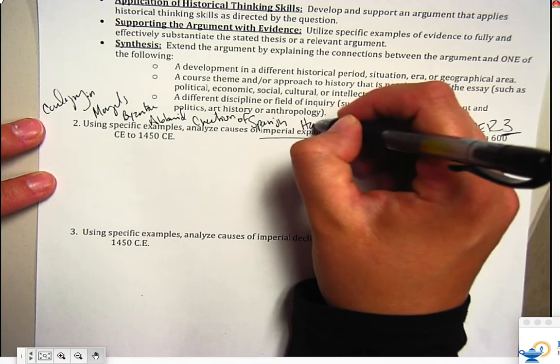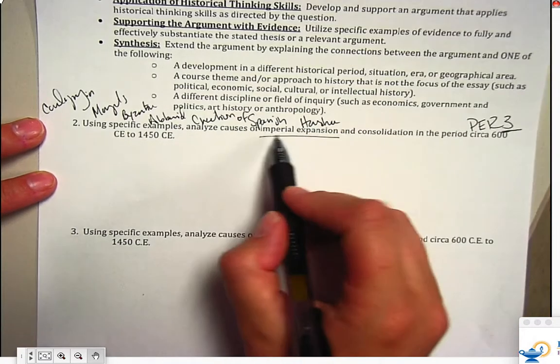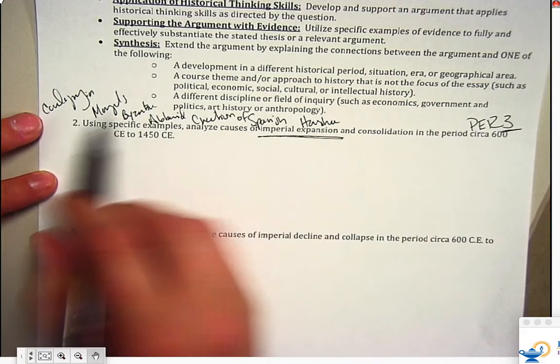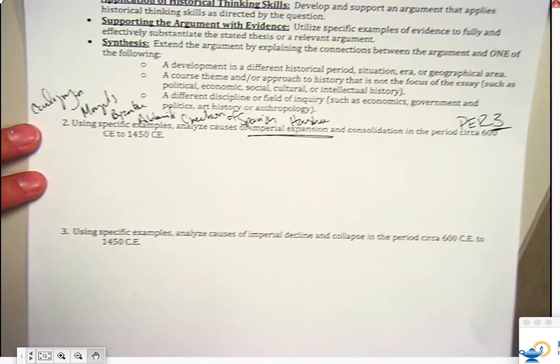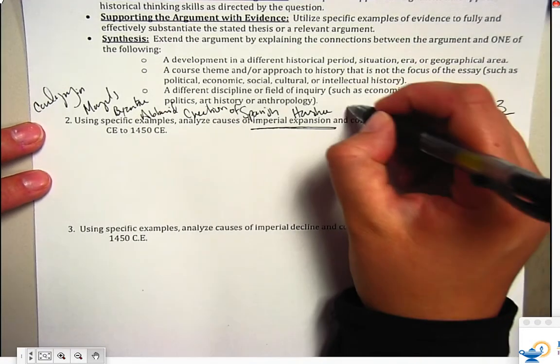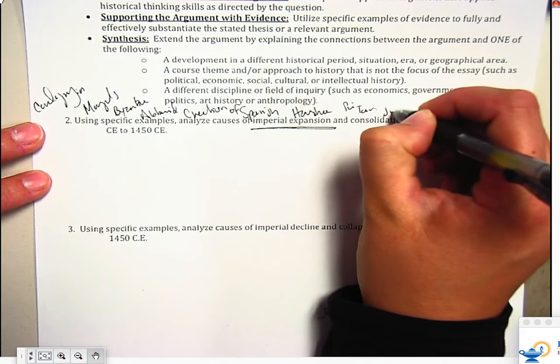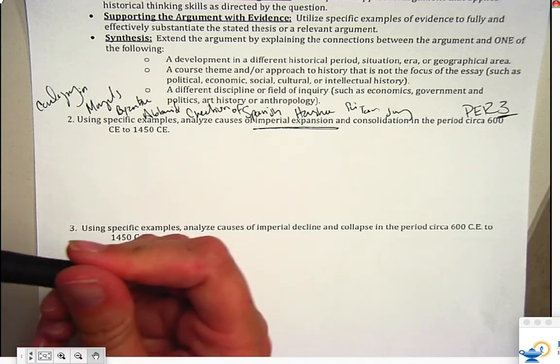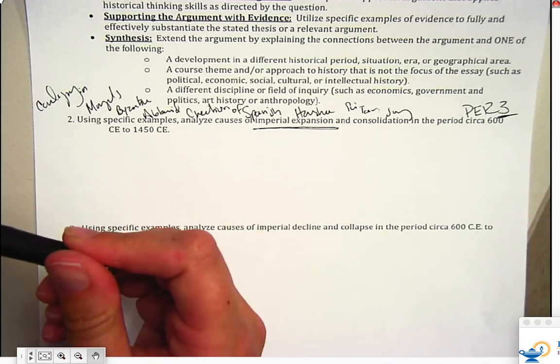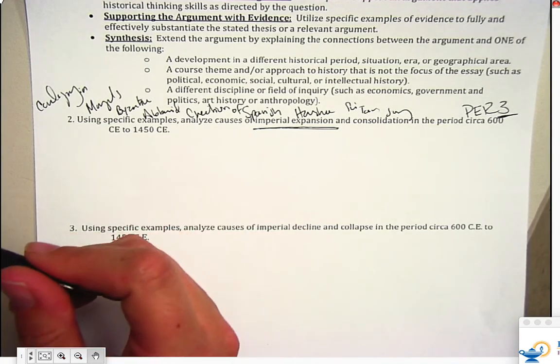Alright, so what is something that all of these kingdoms have in common that deals with imperial expansion? What is something that all of these kingdoms are doing? Remember, we have the Sui, the Tang, and the Song. What is something that most of these people have in common? Okay, yes, but what big thing is happening in period 3 that they're all doing?